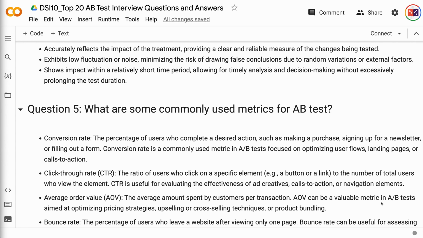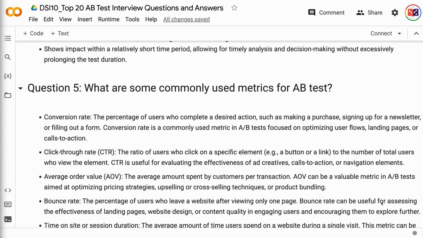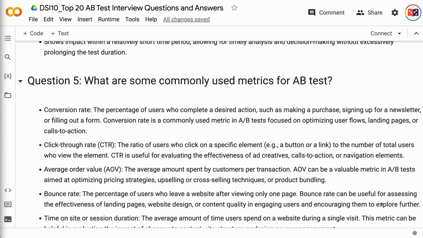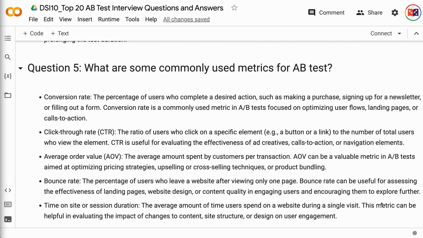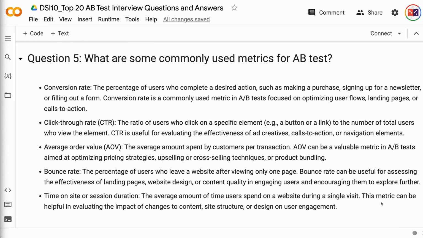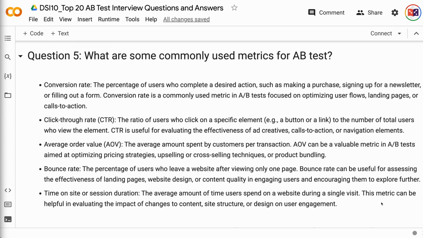Question 5. What are some commonly used metrics for hypothesis test? 1. Conversion rate, the percentage of users who complete a desired action, such as making a purchase, signing up for a newsletter, or filling out a form. Conversion rate is a commonly used metric in hypothesis testing focused on optimizing user flows, landing pages, or calls to action. 2. Click-through rate, the ratio of users who click on a specific element to the number of total users who view the element. CTR is useful for evaluating the effectiveness of ad creatives, calls to action, or navigation elements.